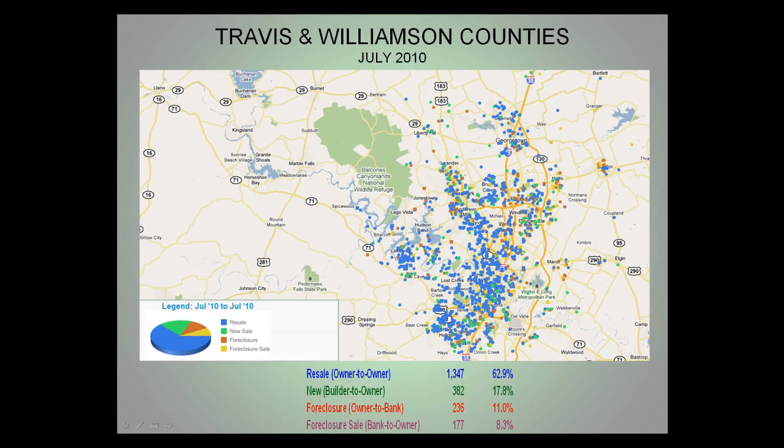Come forward one more year to July 2010, that's this past summer. Some of the most current information that's yet made its way through the system to us, and the resale element is still remaining somewhat high, 62.9%, but new builder sales continue to fall off, now under 18%, and the foreclosures and foreclosure sales are pulling up on 20% of total market activity.